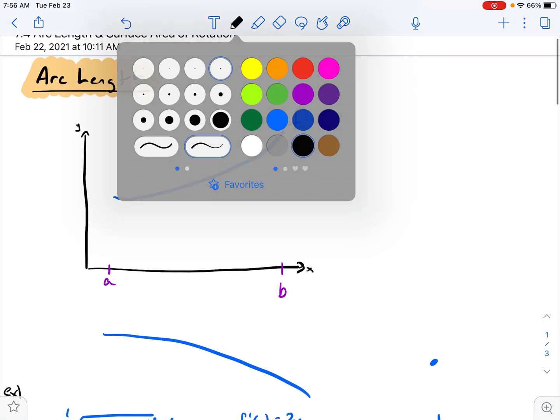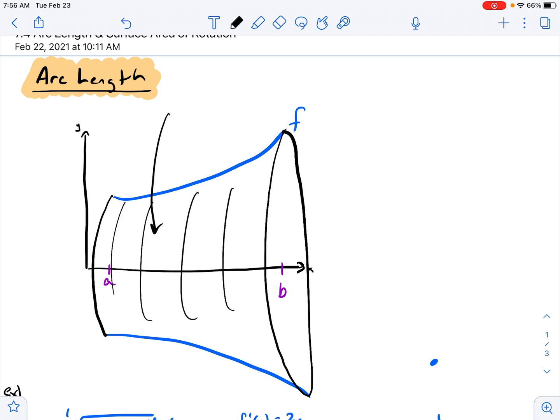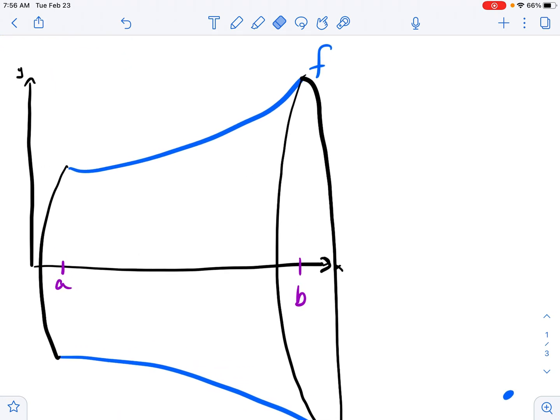Okay? And like I said, we've done volumes. This would end up giving us some disks here. But we're not interested in that now. Now we're interested in this overall surface area around the outside of this thing, okay? So how are we going to come up with that? Well, the idea is this. Kind of think about what this region's made up of, right?